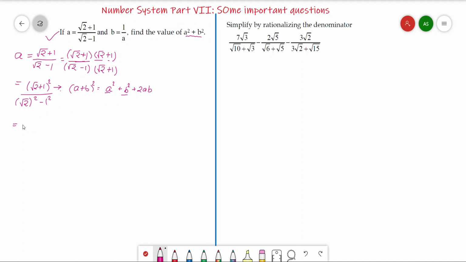Using this identity, it becomes root 2 whole square plus 1 square plus 2 into root 2 into 1, and in the denominator we get 2 minus 1. The square of root 2 will be 2 and the square of 1 will remain 1. So root 2 square becomes 2, plus 1, plus 2 into root 2, that becomes 2 root 2, and in the denominator we'll have 1. So finally we can write 3 plus 2 root 2. This is the value of a.